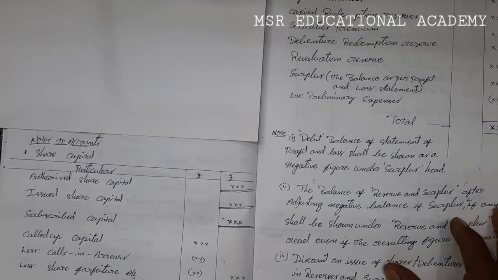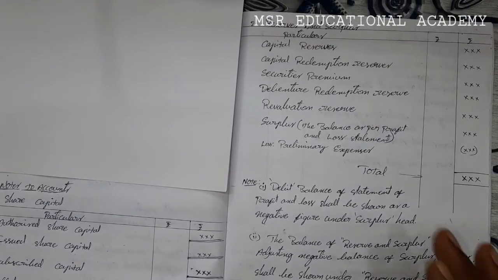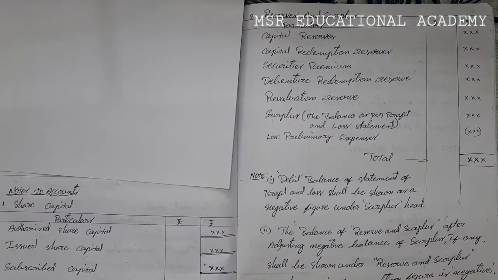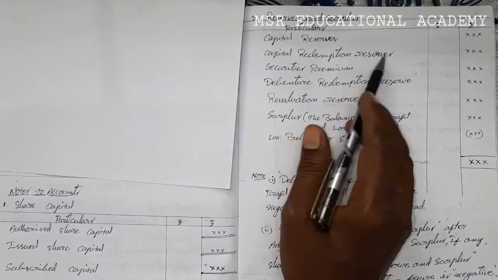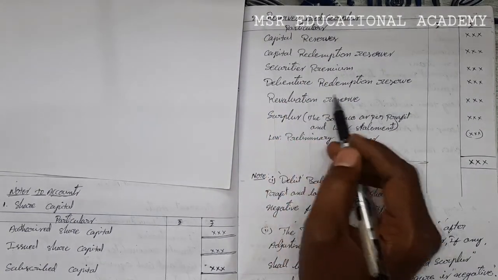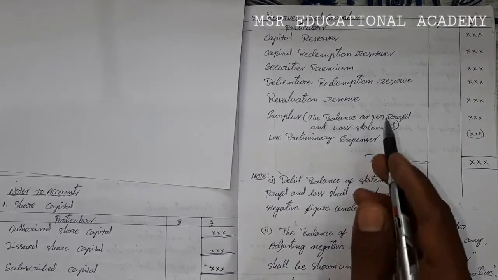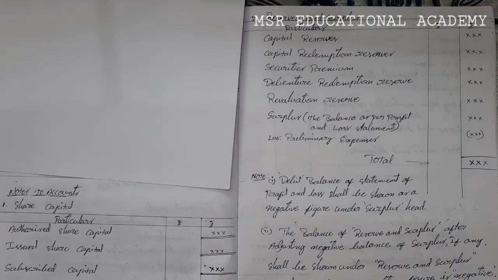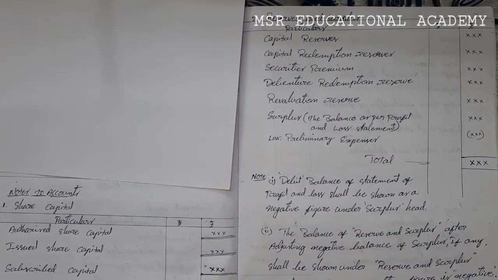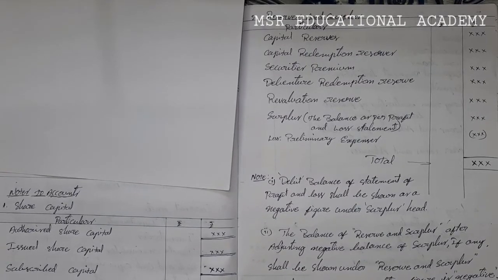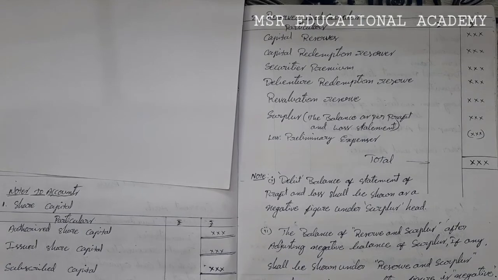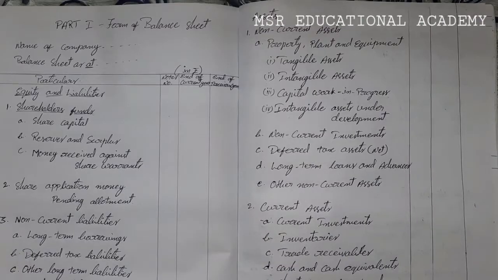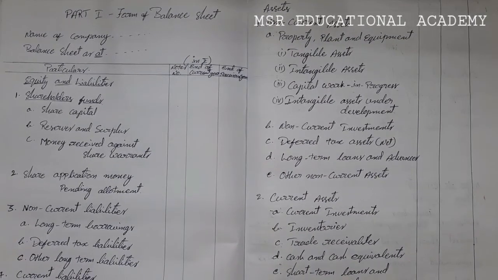Like this we can prepare notes to accounts for reserves and surplus also. Under reserves and surplus there is capital reserve, capital redemption reserve, securities premium, like this. So all reserves come under reserves and surplus. These working notes to accounts we will discuss later on. First of all, let us go back to the balance sheet format.